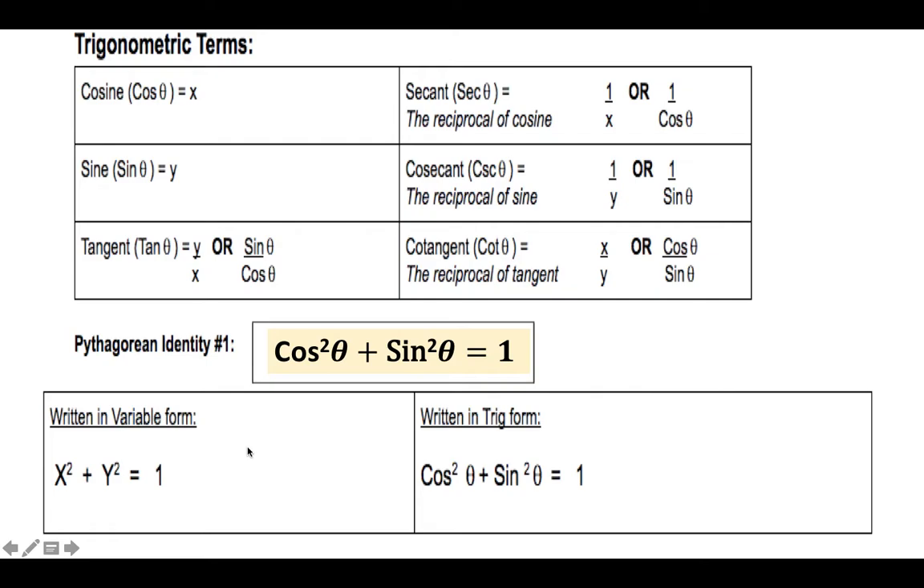So what are identities, first off? Identities are basically equations that are true no matter what variable you plug in. So this equation is always true, provided that it is on the unit circle. This equation will actually always be true for our trig functions because sine and cosine are always between -1 and 1. So that's a little background.